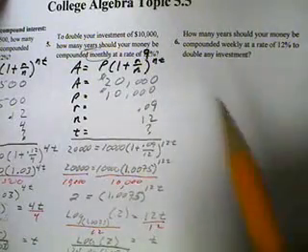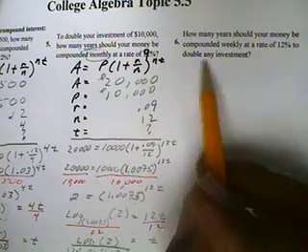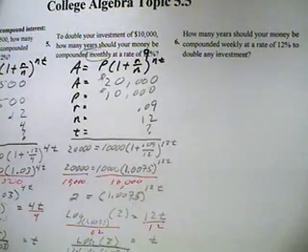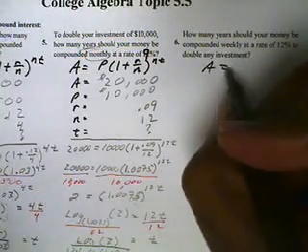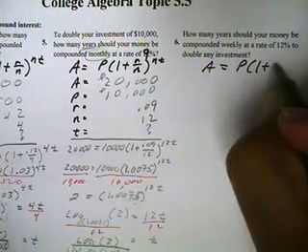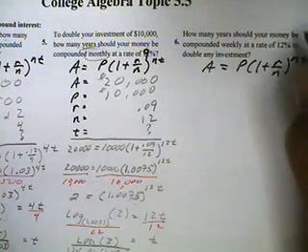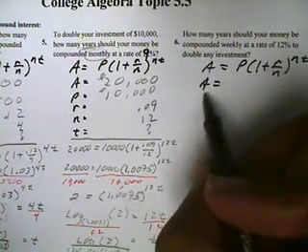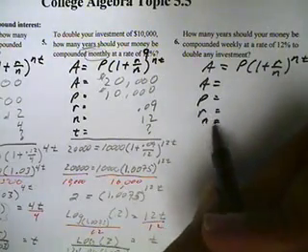Number 6. How many years should money be compounded weekly at a rate of 12% to double any investment? Well, once again, our formula is A equals P, 1 plus R over N to the power of N T. What is A? What is P? What is R? What is N? What is T?